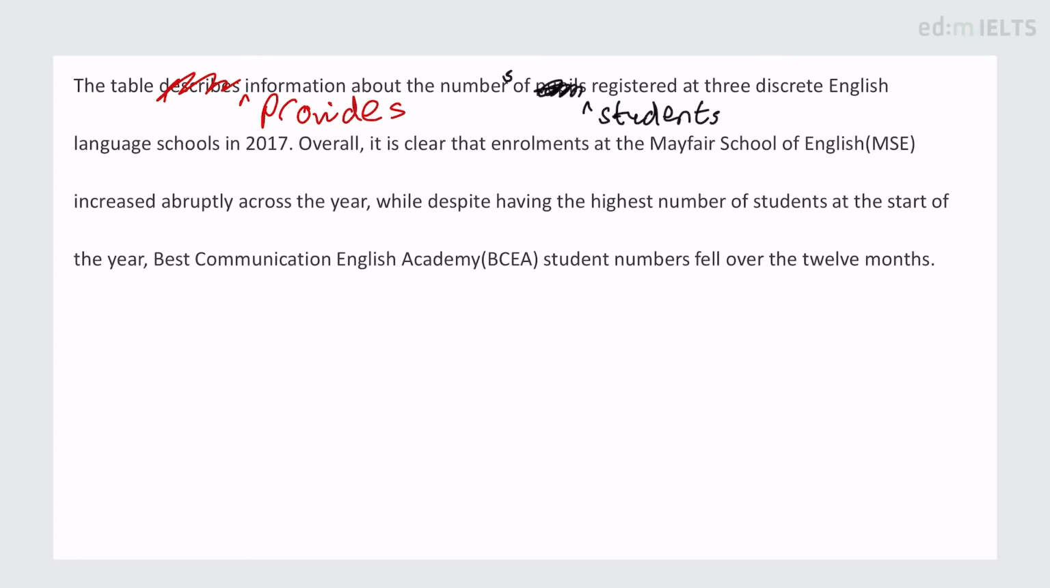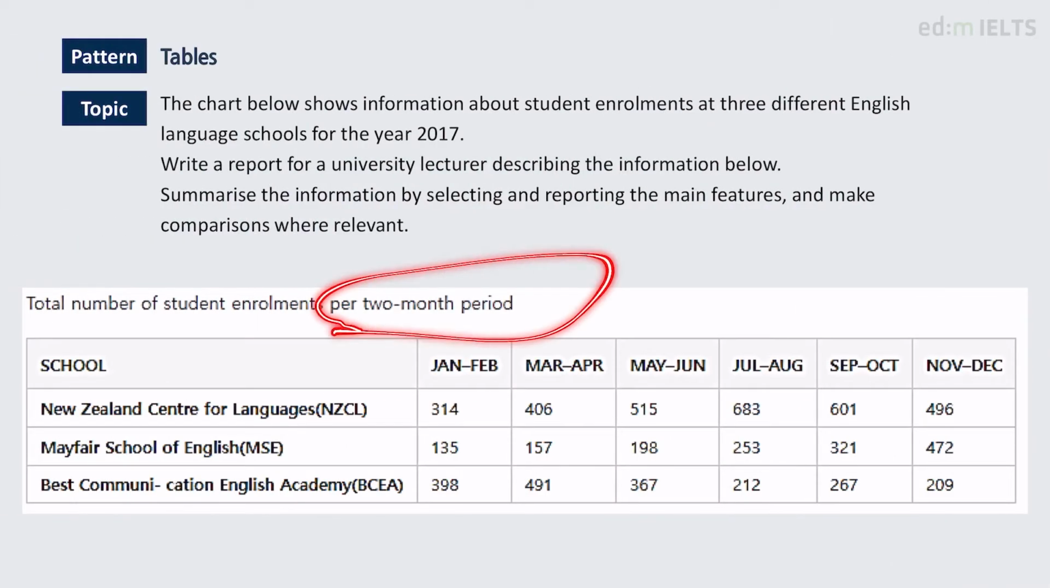I would remove the word discrete, and I might add that it's the figures for every 2 months. We can say bi-monthly. Interesting when you say bi-weekly, bi-monthly, or biannually, it can have 2 meanings. It can mean, in this case, twice a month or once every 2 months. Here we're talking about the numbers once every 2 months, as it says here, per 2-month period.